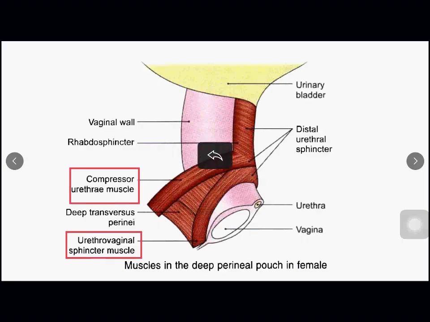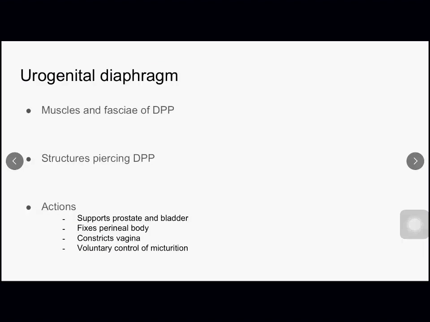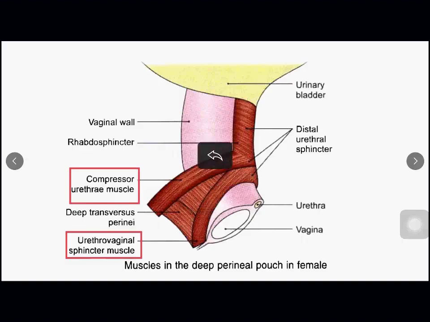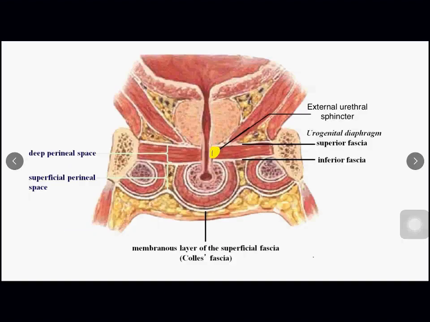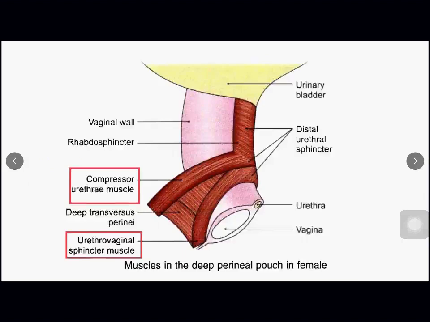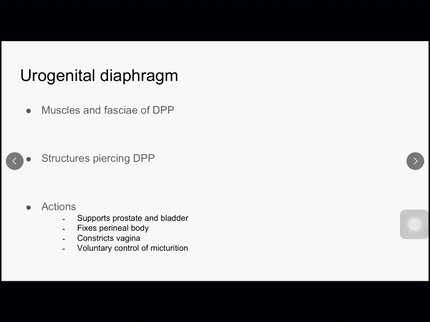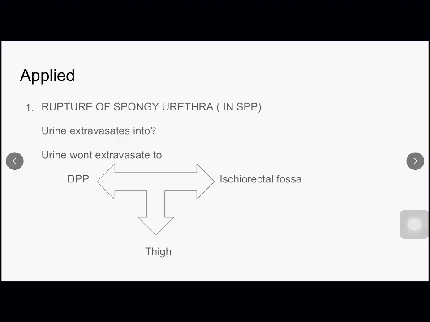It is going to constrict the vagina; the sphincter urethrovaginalis will be helping in contraction of the vagina also. And voluntary control of micturition can also be done because you have the external urethral sphincter here. So these are the actions of the urogenital diaphragm. They may be asking this as a separate short answer question. So you can tell the actions of the urogenital diaphragm easily if you know what structures are present there.